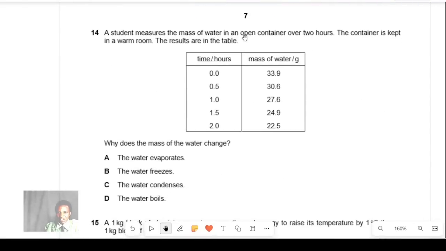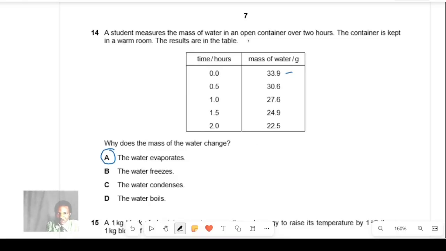A student measured the mass of water in an open container over time. The container is kept in a warm room. The results are in the table below. At 0, the total mass that was present was this at the beginning. Then after this, the mass reduced by almost 2 point something grams. Then it keeps on dropping. Why does the mass of the water reduce? The mass of the water is reducing because the water evaporates.